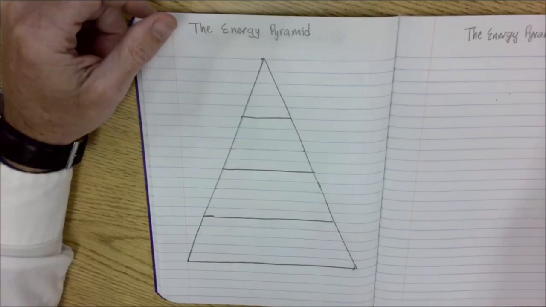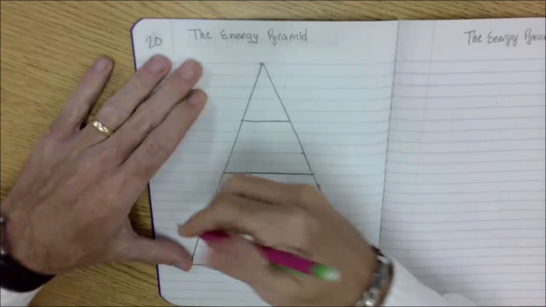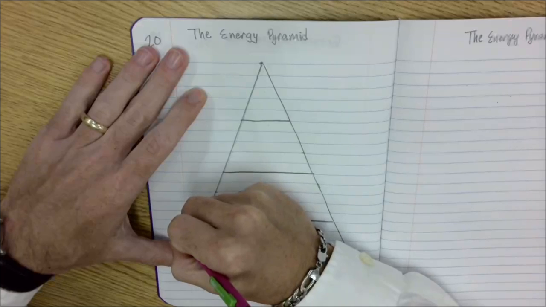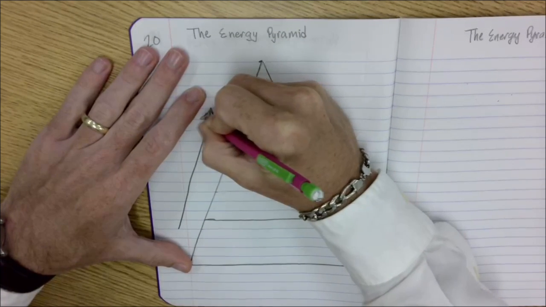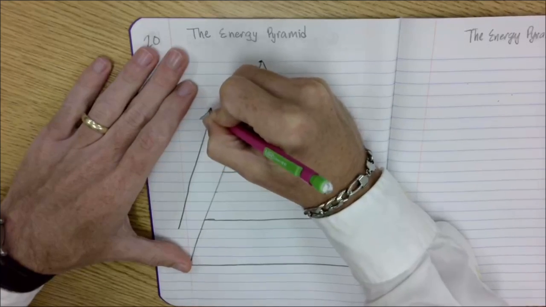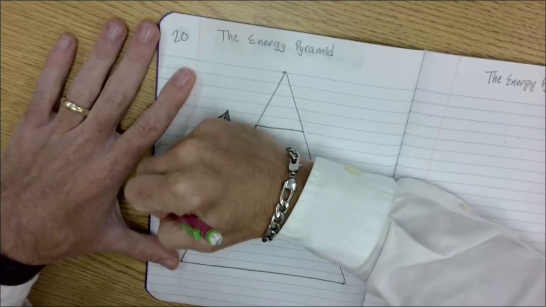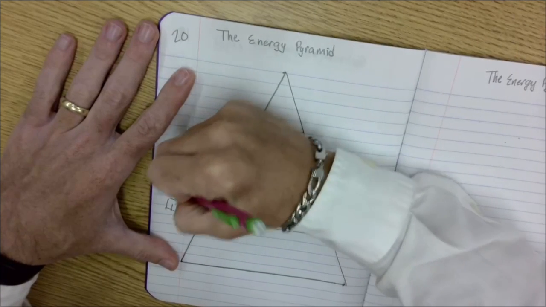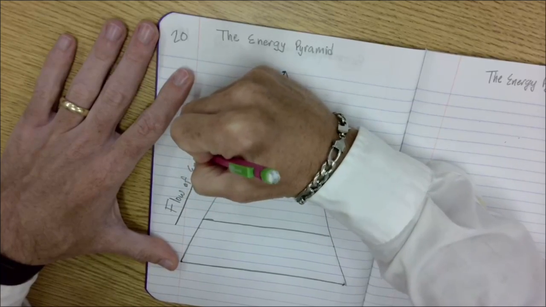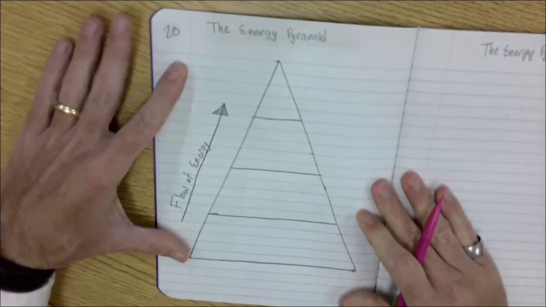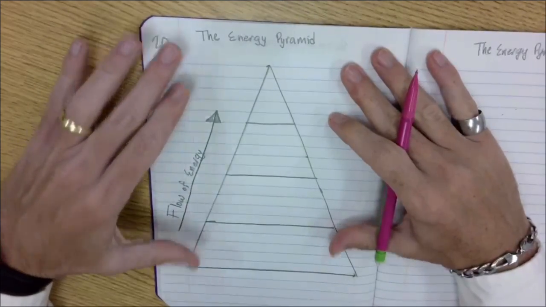Now, this is called the energy pyramid. And we're going to add one more thing on the side. It's going to be an arrow pointing up. And this arrow is the flow of energy.